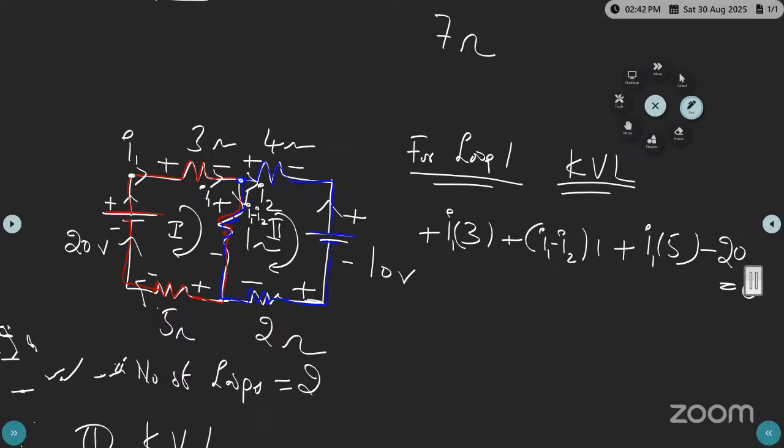What is voltage? Current into resistance. Direct voltage is available. Yes, voltage is equal to voltage.